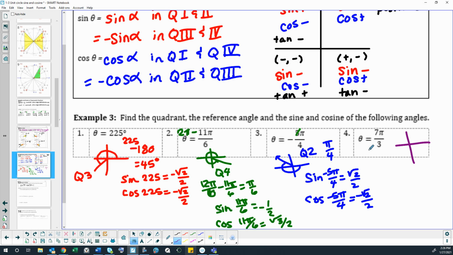Okay, here's our last one, 7 pi over 3. Hopefully you recognize that 6 pi over 3 would be 2 pi, right? So that means that this is going to go all the way around plus a little bit. And so our reference angle, oh, this should be more like up here, huh? So our reference angle is going to simply be pi over 3, and that's in quadrant 1. So our sine will just be square root of 3 over 2, and the cosine will be 1/2, just like it is for pi over 3, because that's the same coterminal angle.